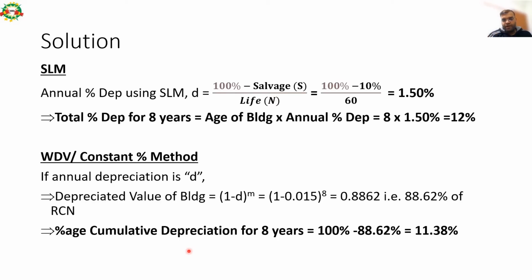So here we have been given RCN as 100%, and depreciated cost we have calculated through this formula, which is 88.62%. So if we reduce depreciated cost from the RCN, we will get the depreciation amount using the formula which we discussed in the last session.